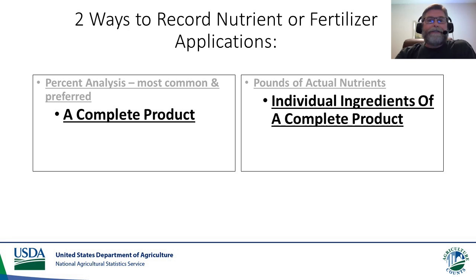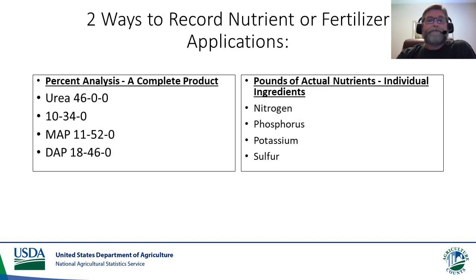You can look at these 2 methods like this. The percent analysis method is like recording a complete product, and the pounds of actual nutrients method is like recording the individual ingredients of a complete product. Percent analysis method is the complete product, the whole product of that fertilizer formulation. Some common fertilizers are urea, and this analysis is 46-0-0. It's a dry product.